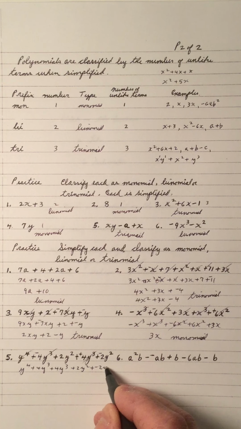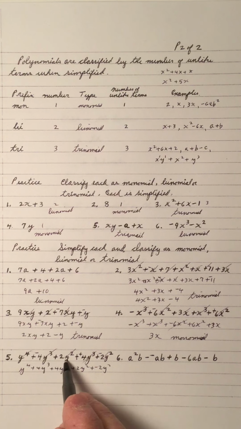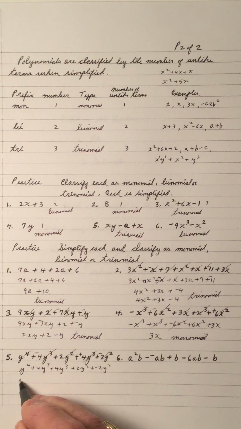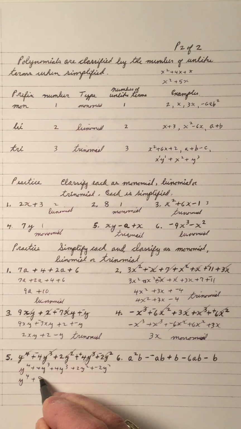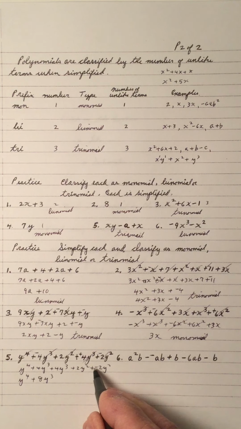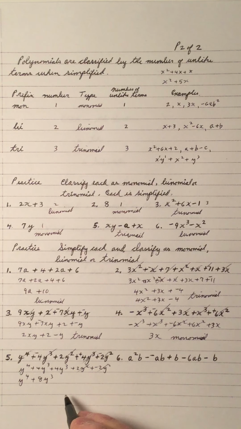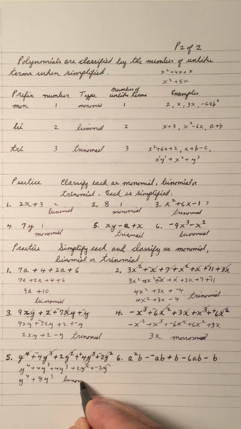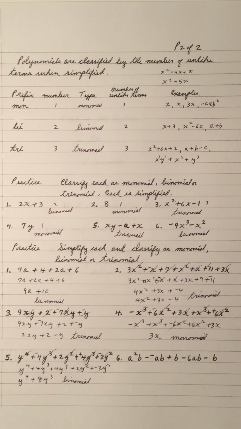Add on negative 2y squared. So we got 1, 2, we got them gone. 1, 2, 3, 4, 5. Got them all. Y to the fourth is all alone. Y cubed is 4 plus 4 is 8. And y squared is 2, add on negative 2, cancels out to give you 0. So we have two terms and we have a binomial. So notice I'm simplifying them, and after they're simplified, then I give the name of mono, bi, or tri.